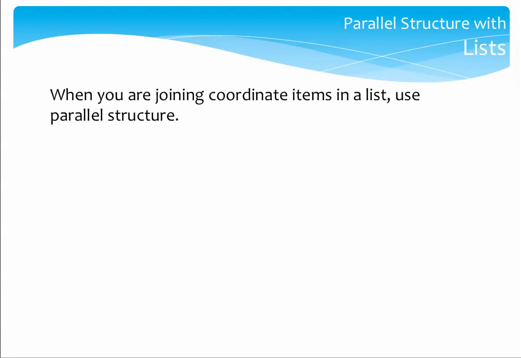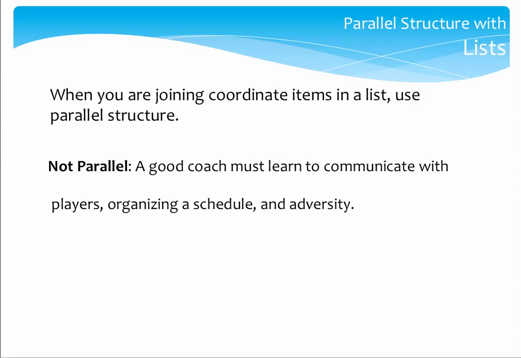You also need to use parallel structure when you're joining coordinate items in a list. So here's an example sentence. A good coach must learn to communicate with players, organizing a schedule, and adversity. Now for me, I can easily hear how this sentence is off in some way. And the reason this is off is because the items being joined in the list are not parallel. It doesn't make sense to say a good coach must learn adversity. Why would a coach learn adversity?